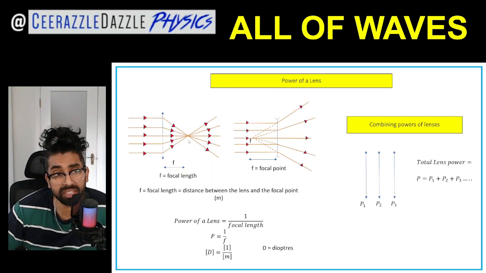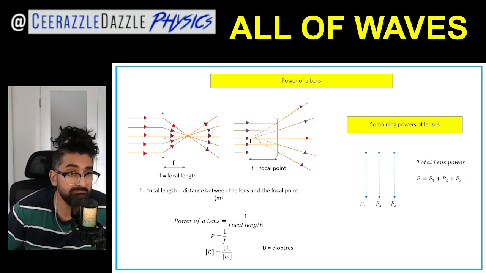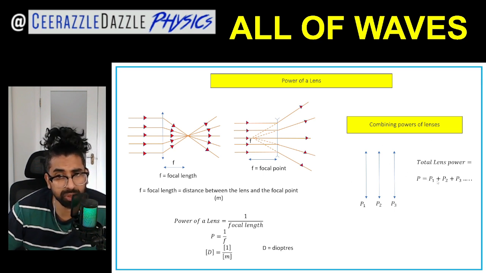The power of a lens. The power of a lens can be determined by the focal length. As you can see, the focal length is the distance from the lens to that point. The power of the lens is 1 over f, measured in diopters, so 1 over meter is a diopter. To combine powers of lenses, you simply add them together. So if you have 3 lenses, you simply add all the powers together to make the total power.